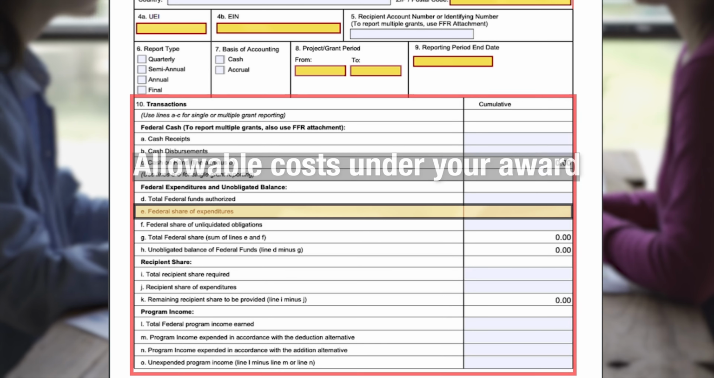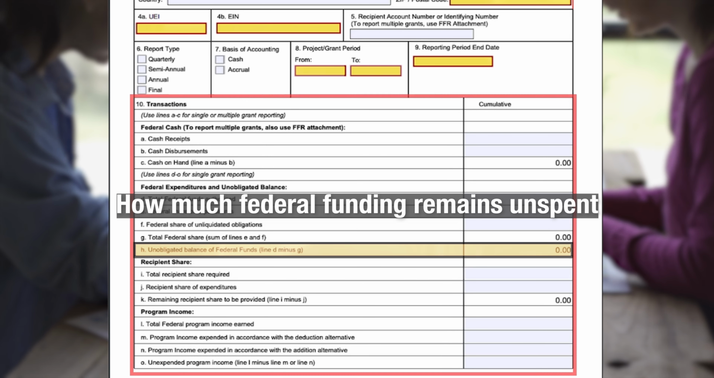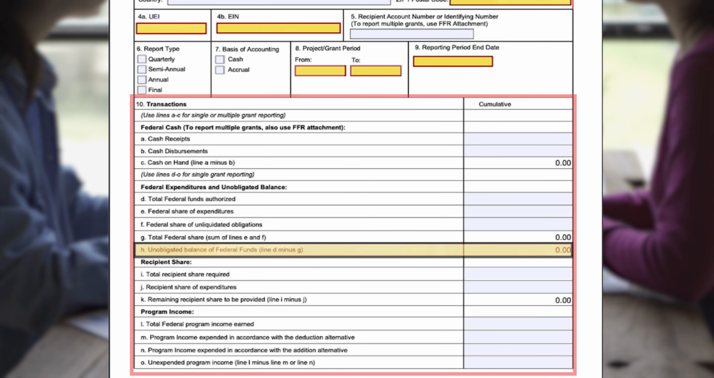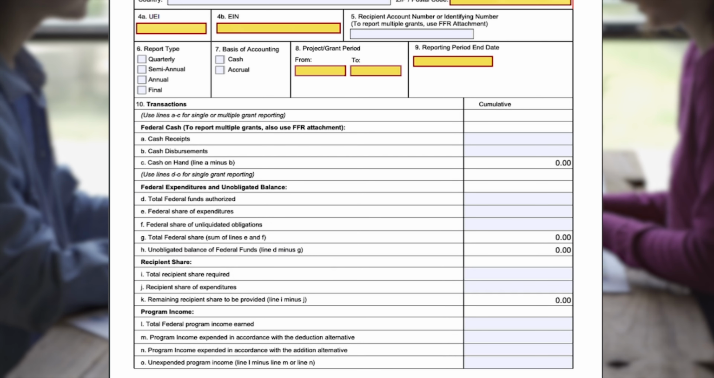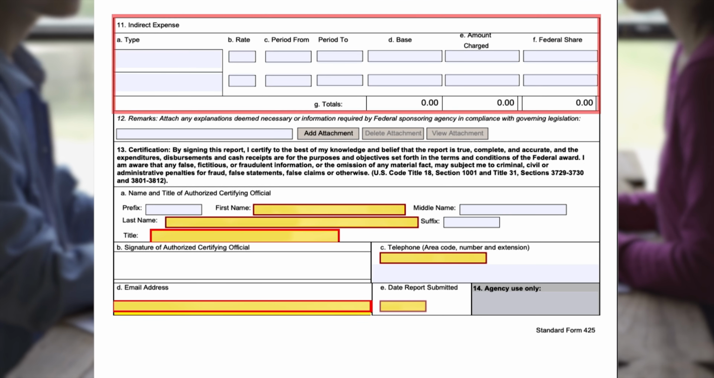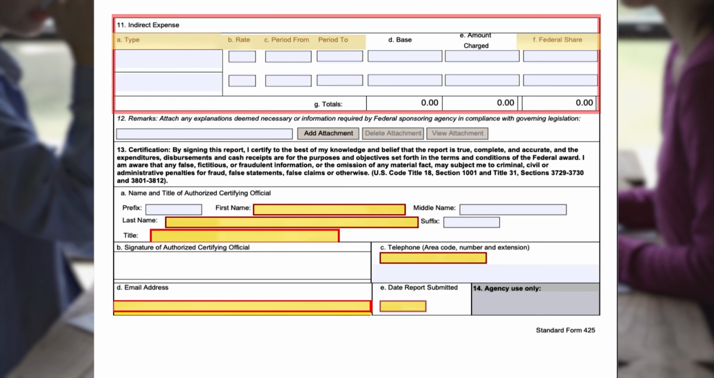On Line 10H, you'll report the unobligated balance, which shows how much federal funding remains unspent. Completing the form accurately is essential for proper grant management. Let's talk about the indirect expenses, captured in Section 11. Enter details like the type of indirect cost rate, the period for which it applies, and the federal share.